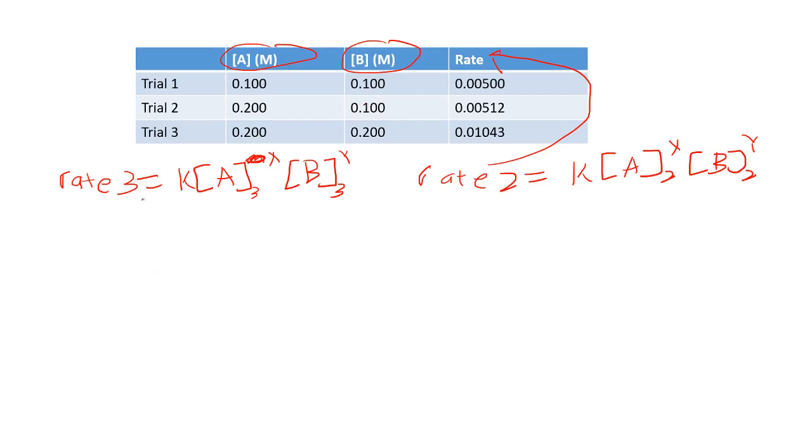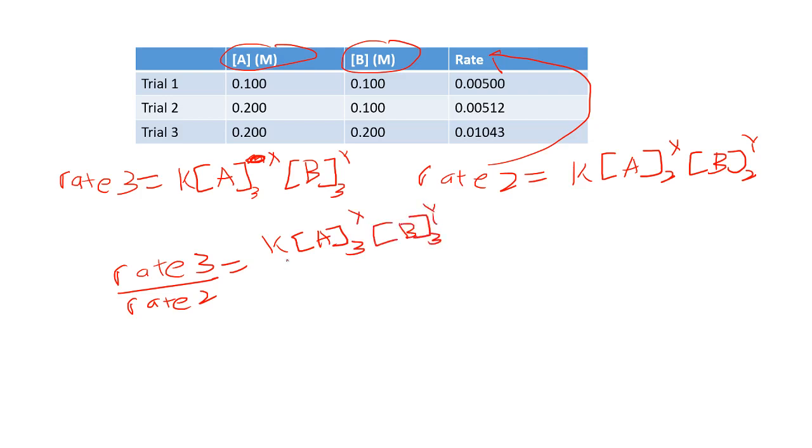So let's take one of these and divide by the others. It doesn't matter what order you do it in, but I'm going to do rate 3 divided by rate 2. And that means this is going to be equal to, on top, K times A3 to the X and B3 to the Y, all over K times A2 to the X and B2 to the Y. So we can already see these K's are going to cancel out. So that means they go away. We don't have to worry about them.